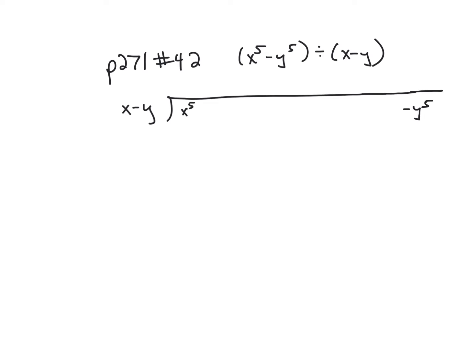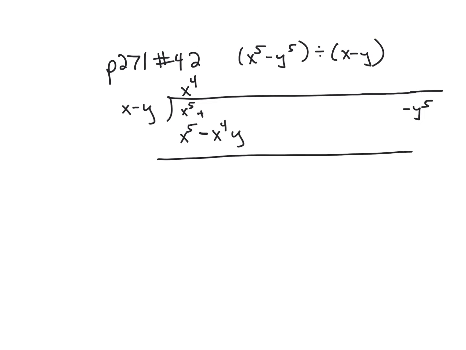I know because I have an x to the fifth, I'm going to need to have a 0 x to the fourth, and so forth. So there's going to be terms that are missing here. So for right now, I'm just going to leave those blank, and let's just see what kind of shows up. So I'm going to start with asking, what do I multiply x by to get x to the fifth? So I need an x to the fourth. When I multiply, I get x to the fifth minus x to the fourth y.